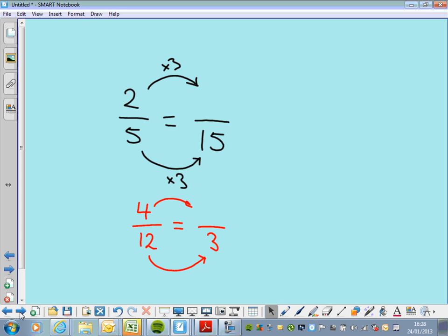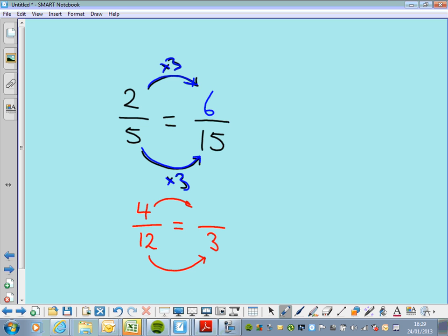In black, 2 fifths equals how many 15ths? I've already drawn in the arrows to show you what happens. We've already got both denominators, here and here. 5 has become 15. What do you do to 5 to make 15? You times it by 3. Whatever you do to the bottom, you do the same to the top. It's the golden rule. So we do 2 times 3, and 2 times 3 is 6, which means that 2 fifths is equivalent to 6 15ths.